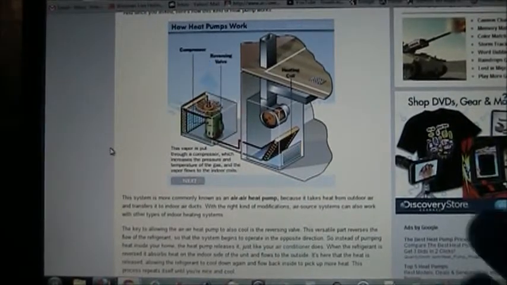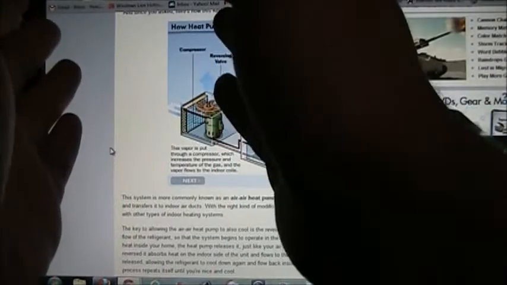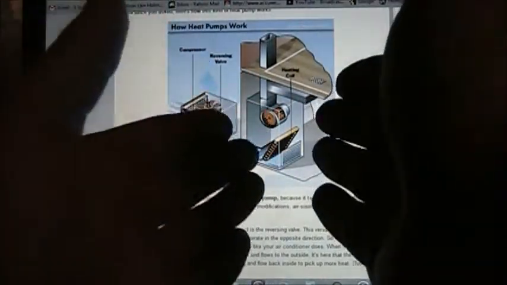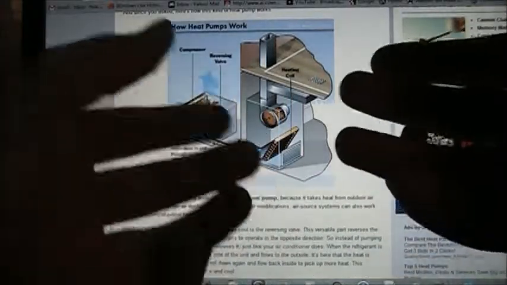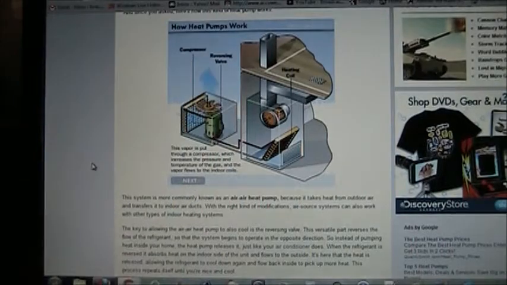Long story short, when a heat pump is running in heat mode, it's taking heat from the outside of your home and moving it to the inside. When a heat pump is running in cool mode, or when just a regular air conditioner is running, it is taking heat from the inside of your home and moving it outside. That's all it's doing. It's not creating coldness, it's just transferring heat to one location or the other. So now let me let you read this.